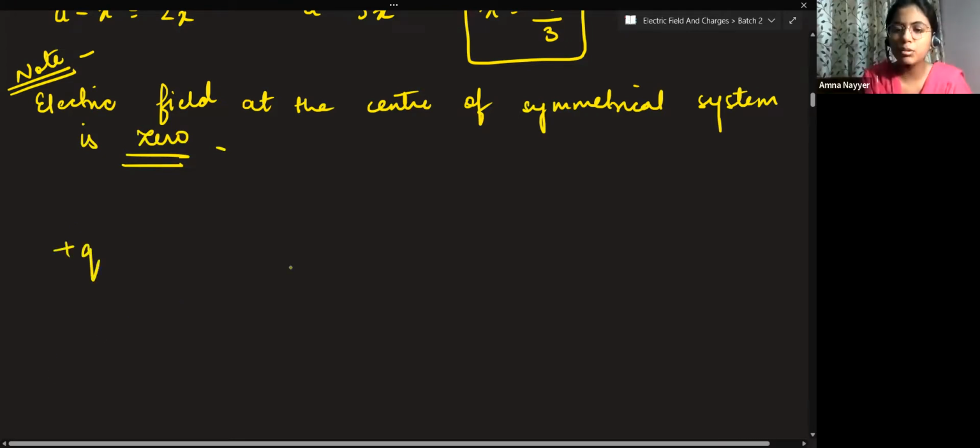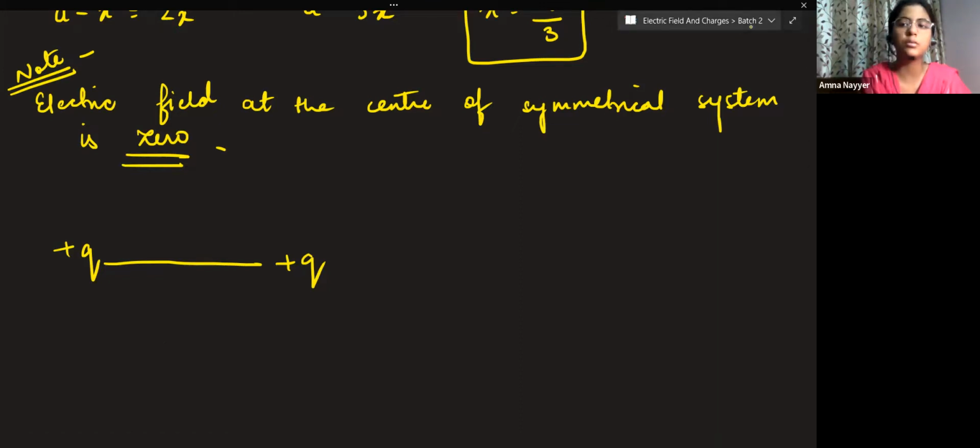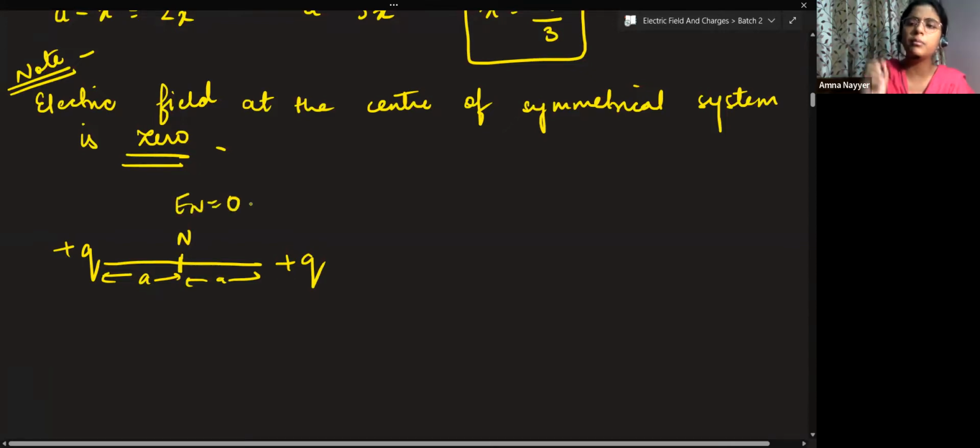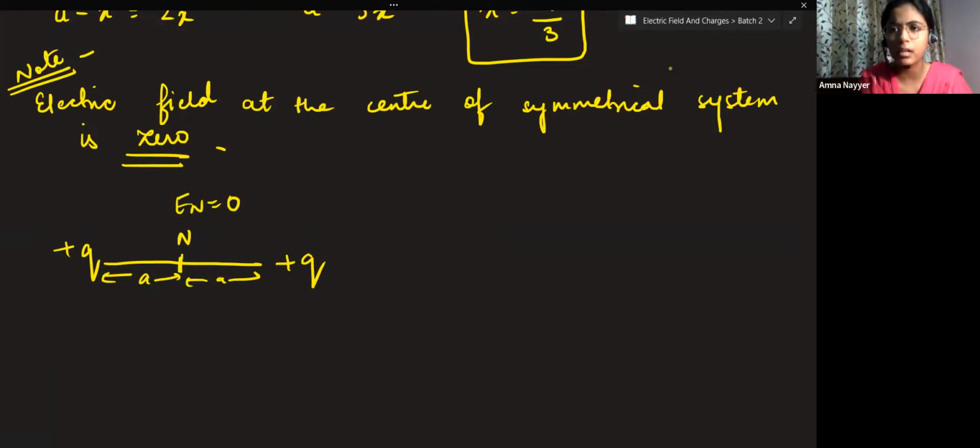As in, if I have a plus q charge and a plus q charge, with some certain separation between them, both of these charges are the same, means this system is symmetrical. Symmetrical means the right hand side is equal to the left hand side. So if at the center, at the middle point, I have to calculate the electric field, don't even calculate. Whatever is the separation between them, the net electric field will simply be 0.